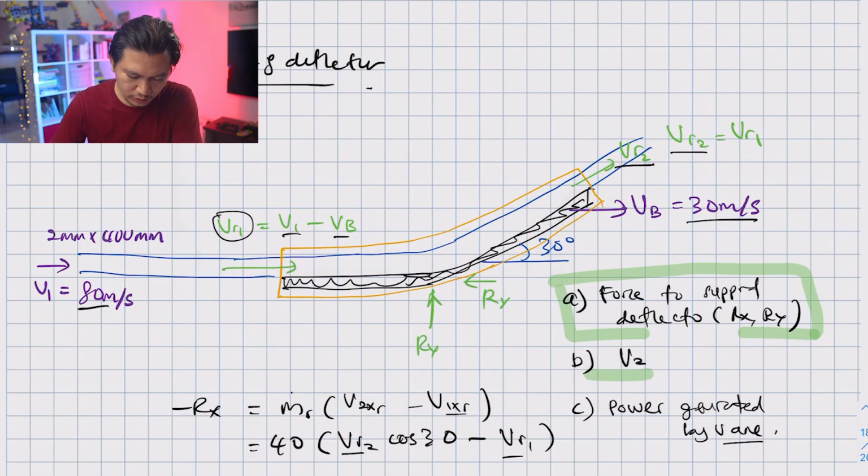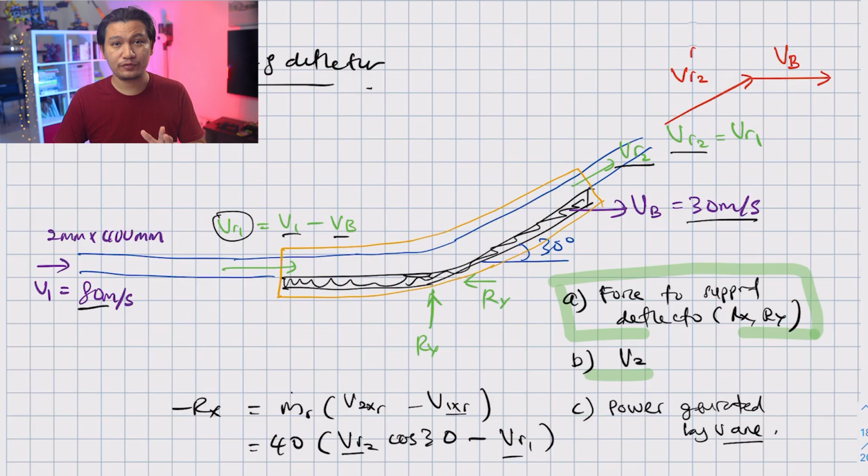To find V2, we need to draw what really happens at the exit. So the flow exits at the velocity and angle of VR2. And remember, the body is still moving to the right. So our V body is there. So this is your VB. So V2 is VR2 plus VB, and that is a vector addition. So your V2 should really be here. This is your V2. And therefore, to calculate V2, you need to resolve it into components.